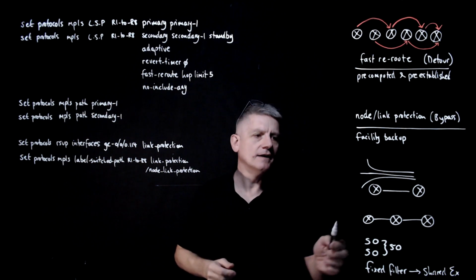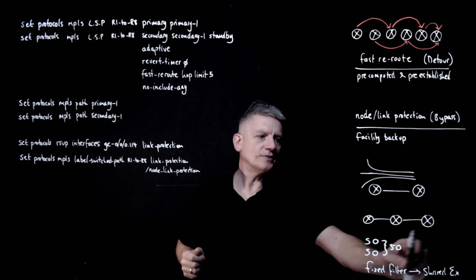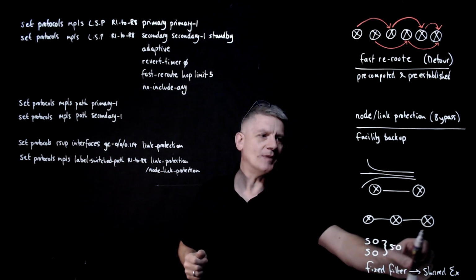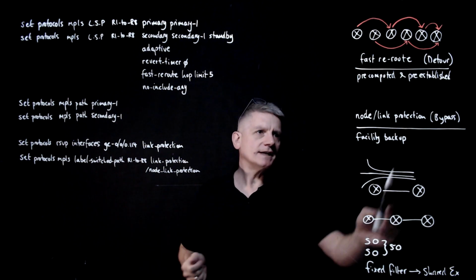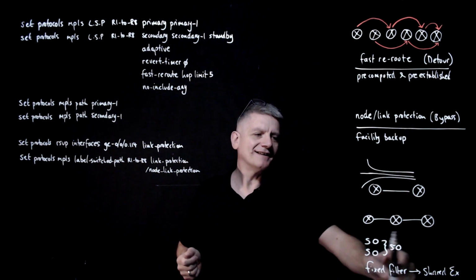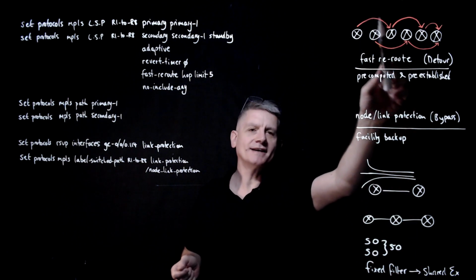And then finally, node link protection is the same as link protection, but it will protect the whole node, so it will do a bypass path around it. And then to be precise, with node and link protection, the paths are called bypass paths, and with fast reroute, they're called detour paths.